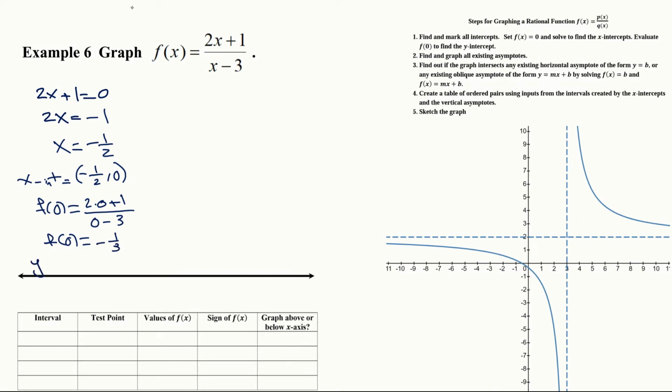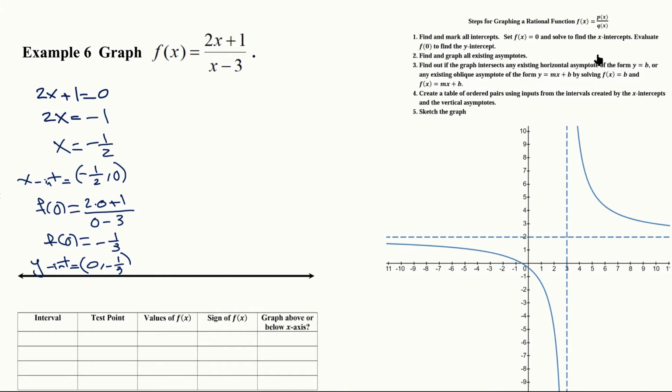So the y-intercept is (0, negative 1/3). So you would go ahead and mark the (negative 1/2, 0) point right there, and you would also mark the (0, negative 1/3) point right there, okay? So now we'll go ahead and find and graph all the existing asymptotes.